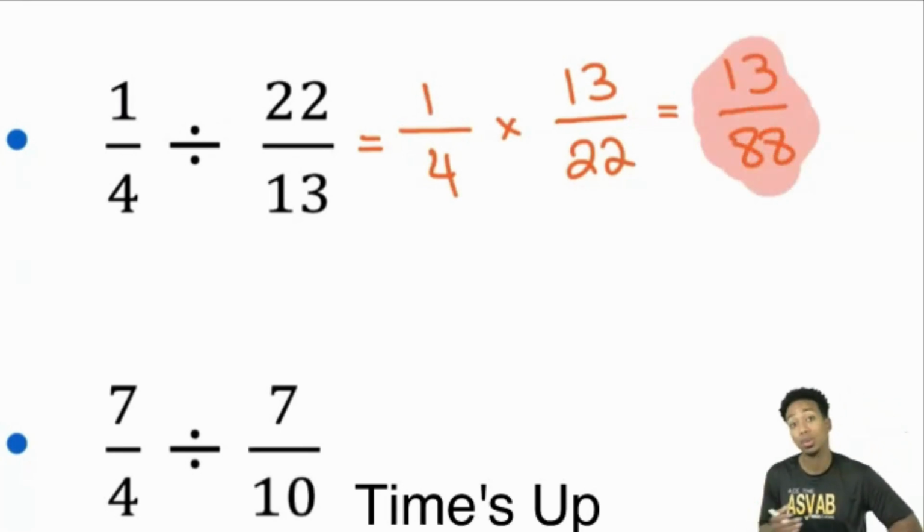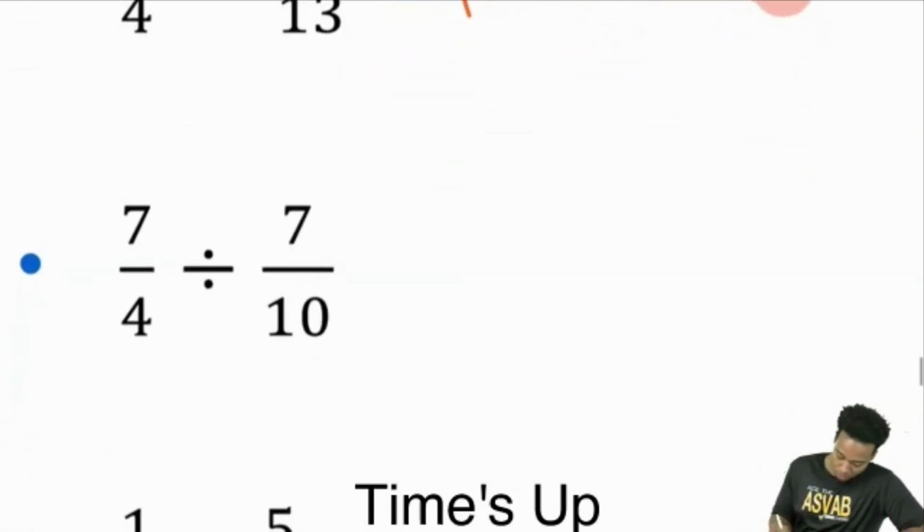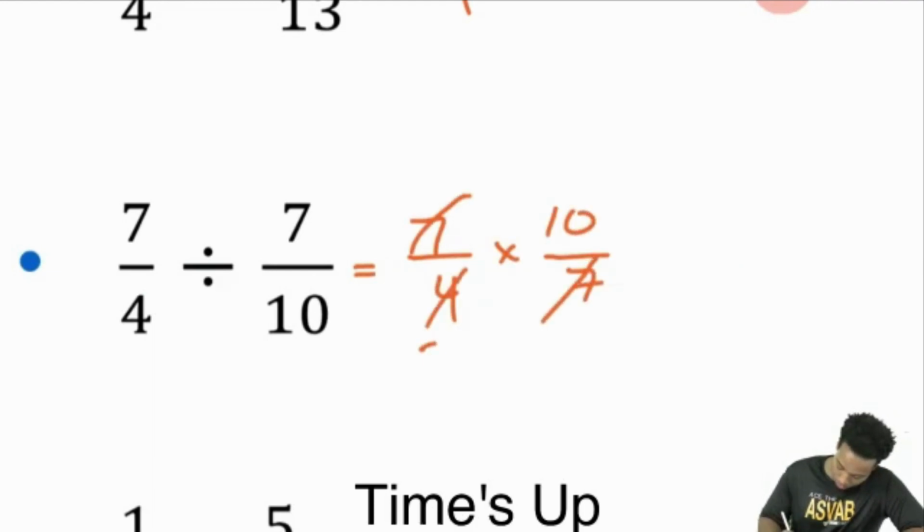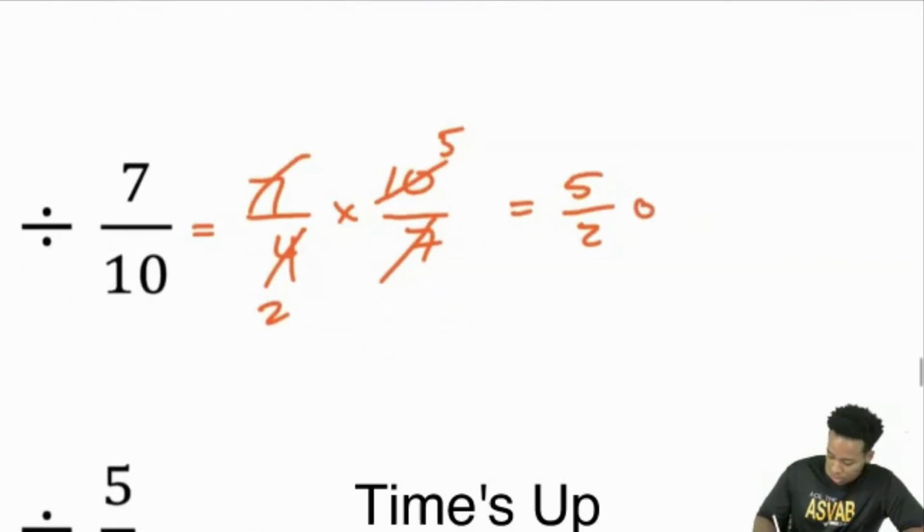Notice how quick that was. That's real time. That's real speed. Let's look at the next one here. 7/4 divided by 7/10. So change that immediately. Keep, change, flip. Cancel that out right there. That becomes 2. That becomes 5. 5/2 is our answer. If you want to change that into a mixed number, 2.5 or 2 and a half.